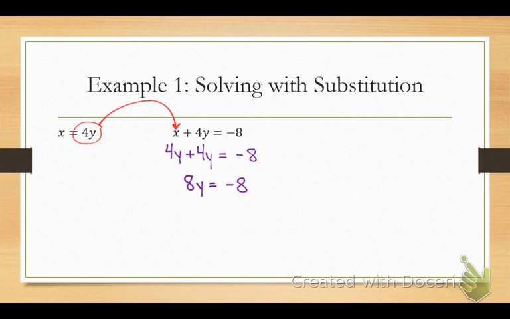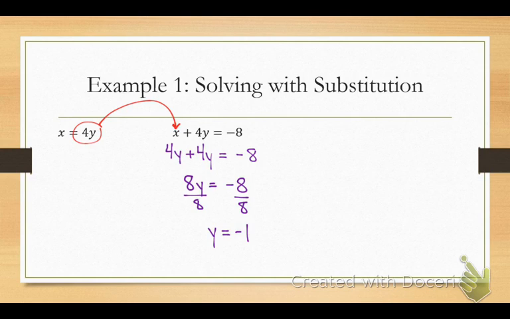And now what do I do to both sides? Divide by 8, and y equals negative 1. All right? Is that making more sense, guys? Okay? It's this idea of substitution.